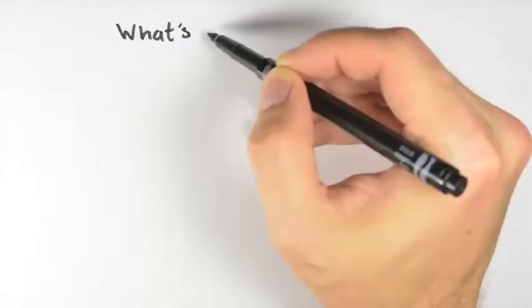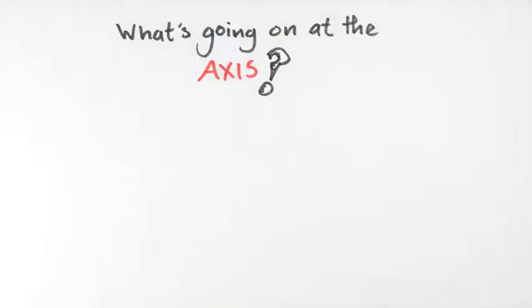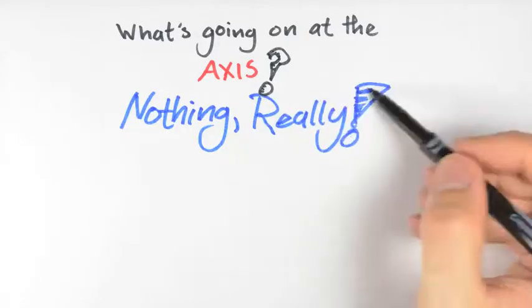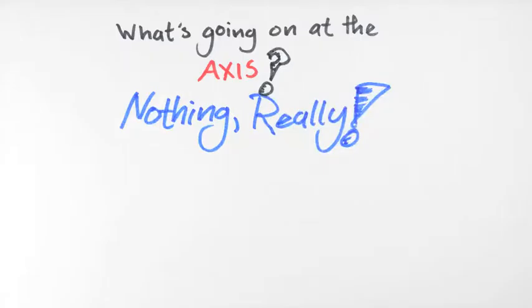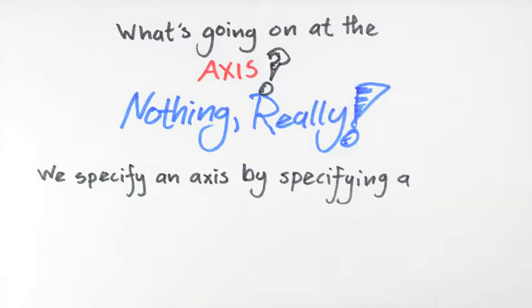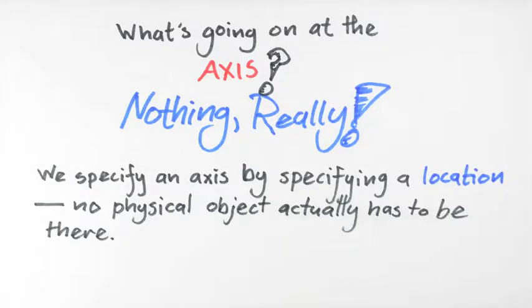One final note here. You'll notice that in this problem, and in the earlier example without the rigid rod, there isn't anything physically present at the axis, like an axle or a hub of a wheel. It's not necessary to have something physical located at the axis. All we need to specify the axis is to specify a location. Once we have that in hand, we can then specify rotational quantities like torque and angular momentum.